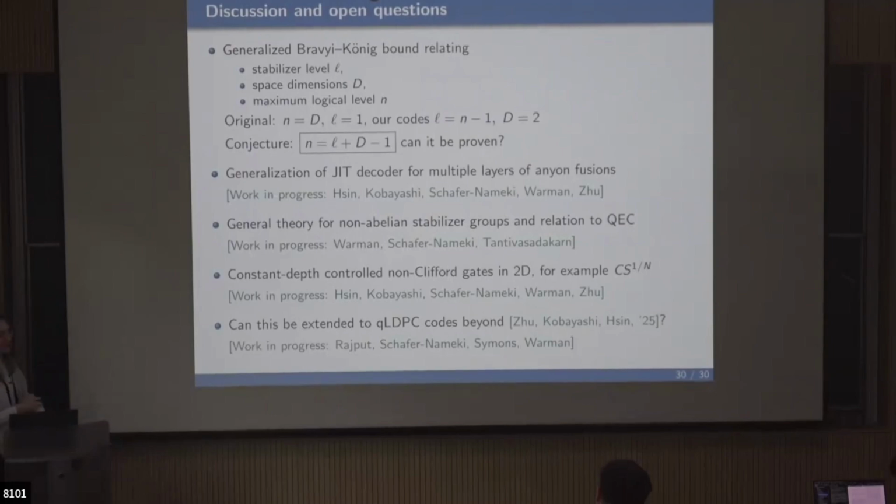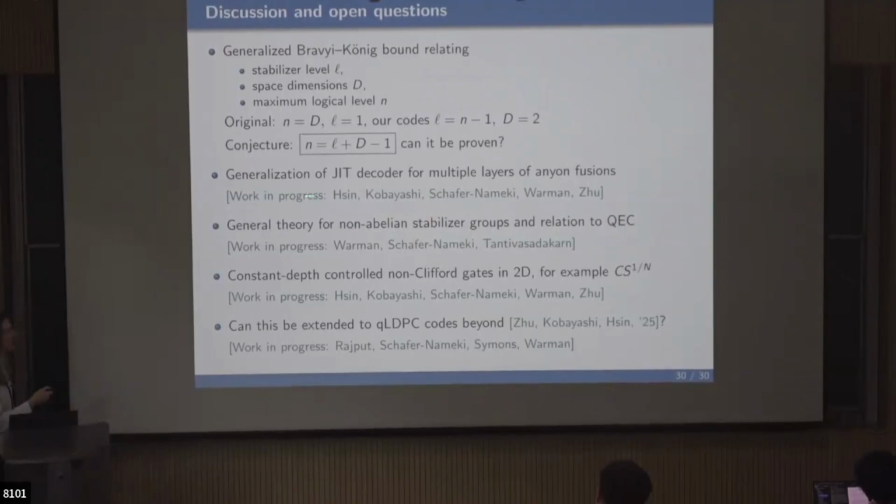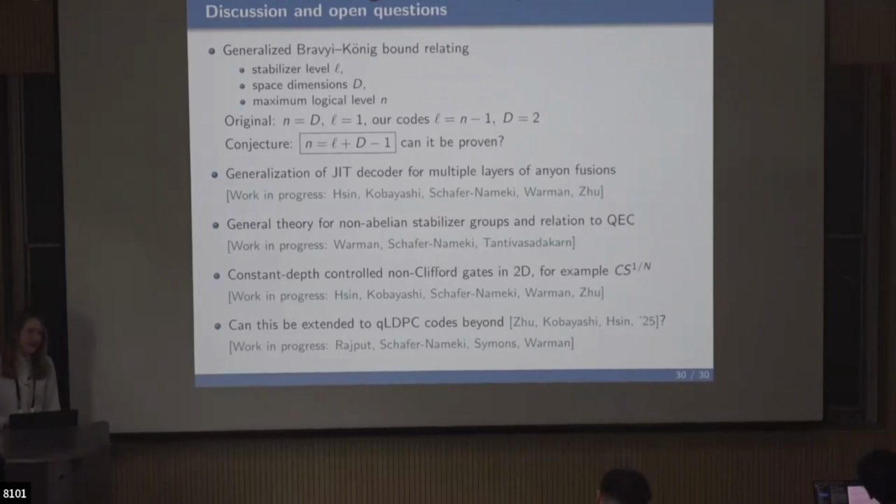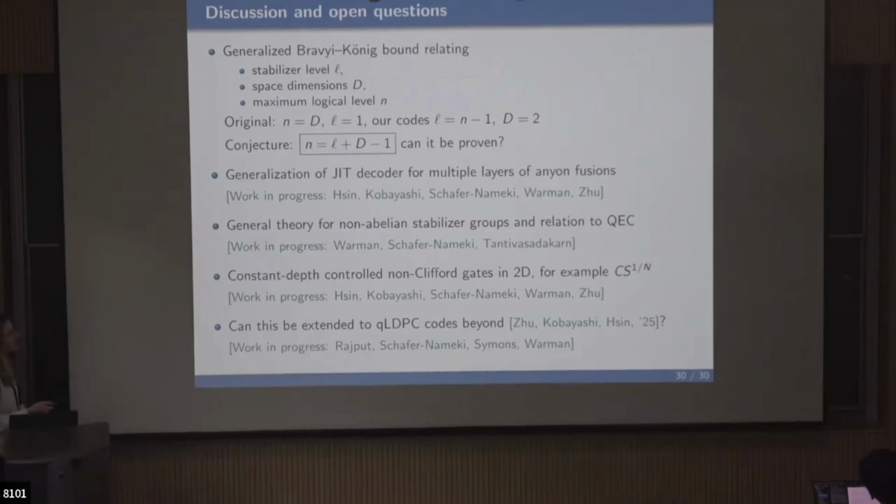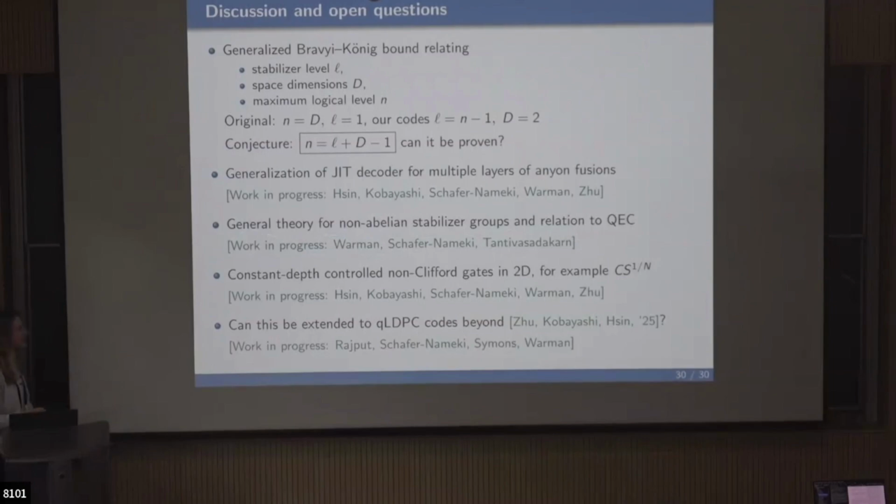Now, another question, as we've heard, is related to the just-in-time decoder, where, as I said, in our case, we have these multiple rounds of anyon fusion, so we need to do multiple rounds of error correction. And then these non-abelian stabilizer groups, how are they related to quantum error correction? Because what happens with a non-abelian group is that if we measure a stabilizer and then we measure another stabilizer that doesn't commute with it, it can change the eigenstate. So it makes the error correction a bit more subtle if we want to use the stabilizer group approach.